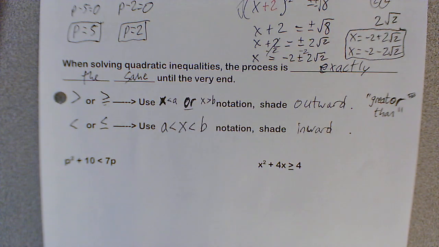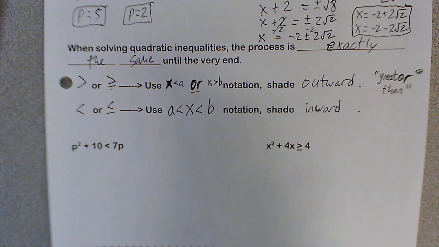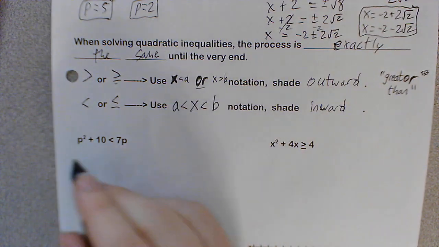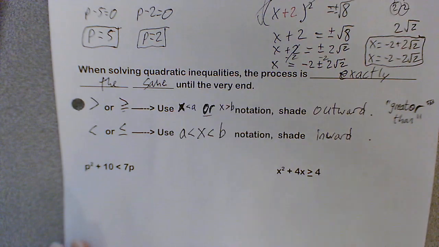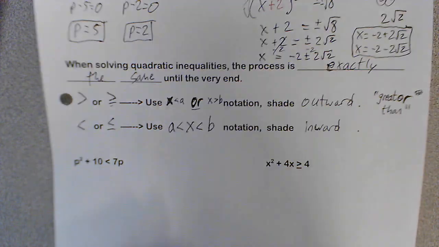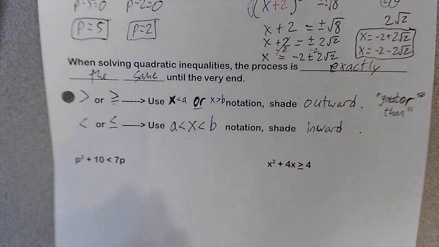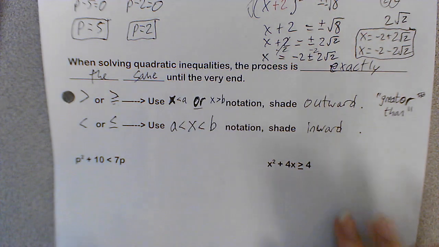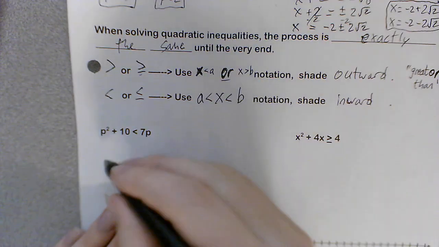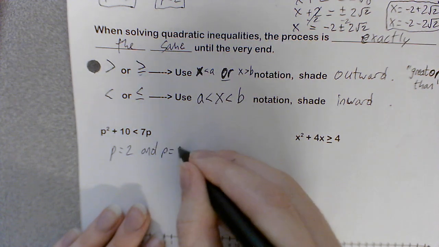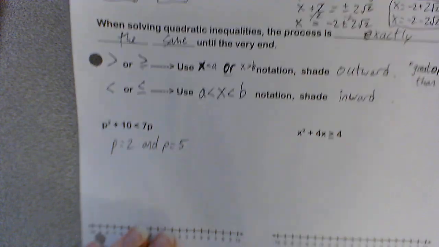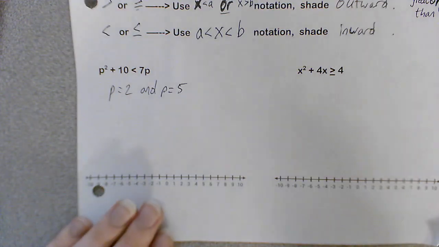All right, so for this first one, I want you to notice that the only difference between this problem and the first one up top is that there's a less than sign. Now, I'm going to be working through this very quickly, so if you need to get any of this still, I need you to pause the video now. Okay, so our answers to this problem were p equals 2 and p equals 5, and I am putting them in ascending order here. All right, so now we're going to plot this real quick.